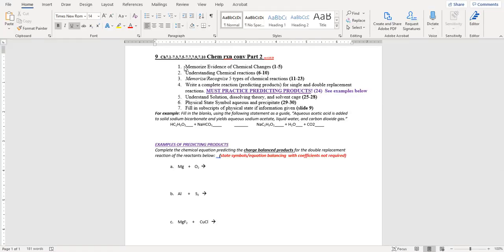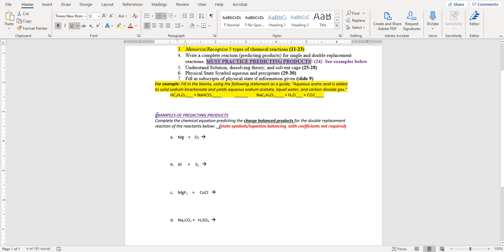So we've finished with this part. We also introduced subscripts for physical state symbols. And now we're going to get into predicting products through charge balancing techniques. So these are the problems that we're going to be working with. And I will give you a walkthrough through each of these problems to demonstrate writing a complete equation using the charge balancing techniques.